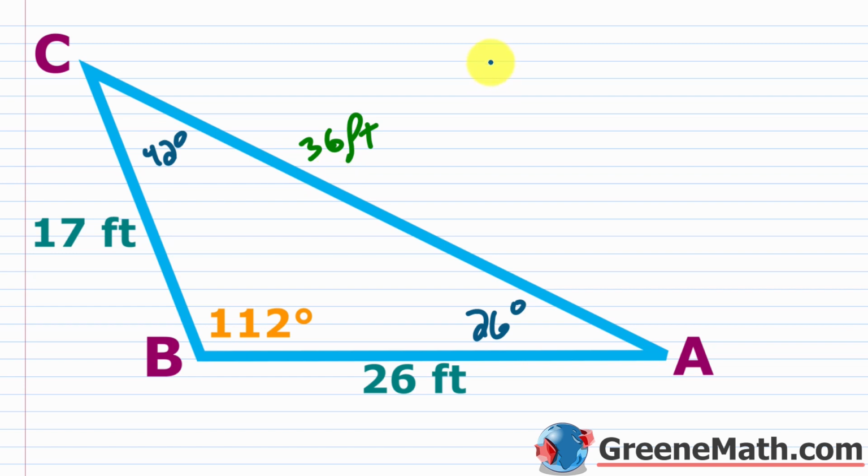And just for the sake of completeness, we can just write this out. So the measure of angle C is about 42 degrees, the measure of angle A is about 26 degrees, and then the length for side B is about 36 feet.